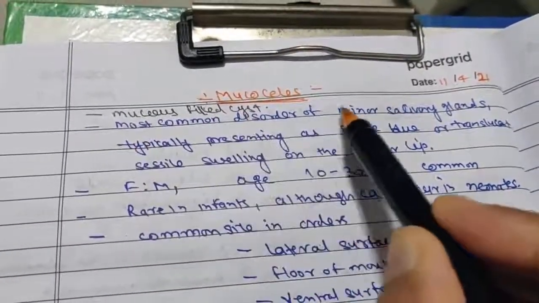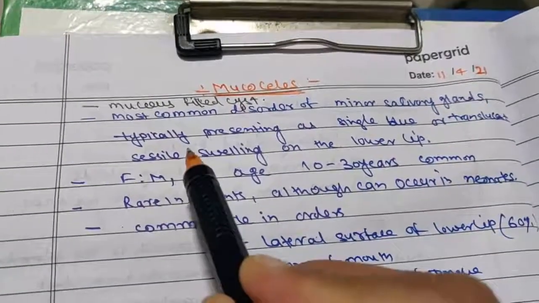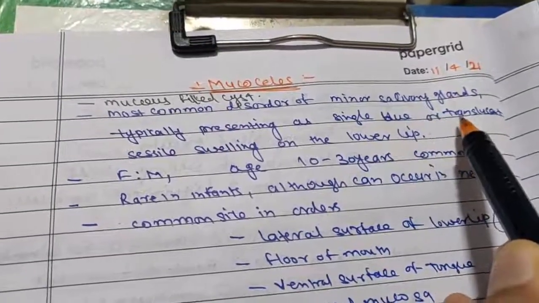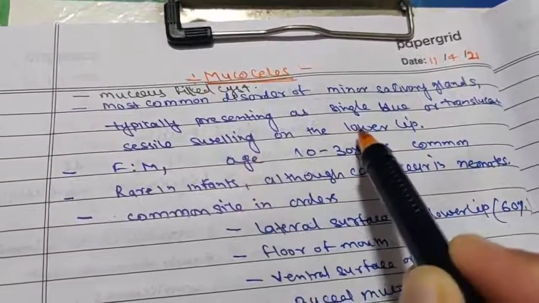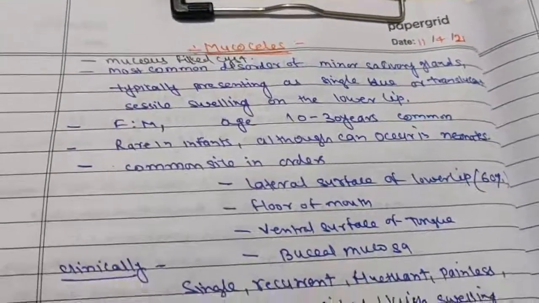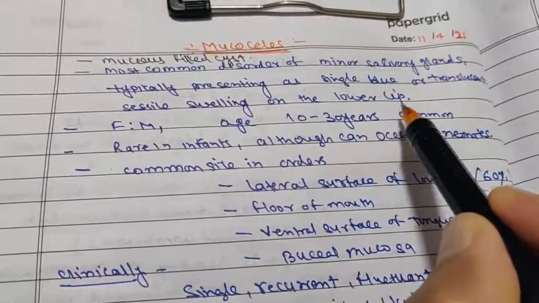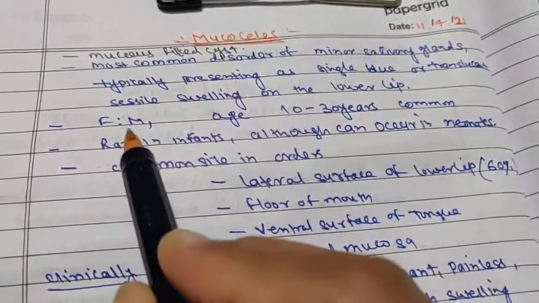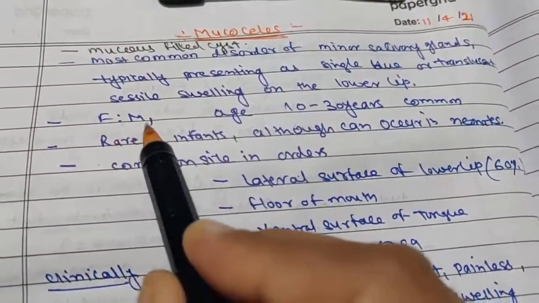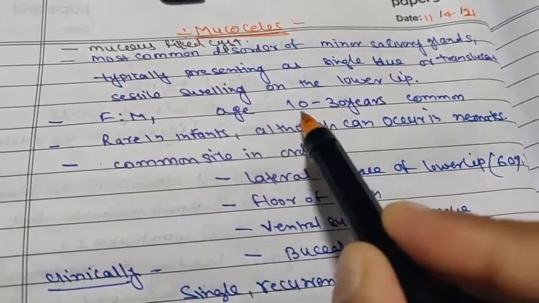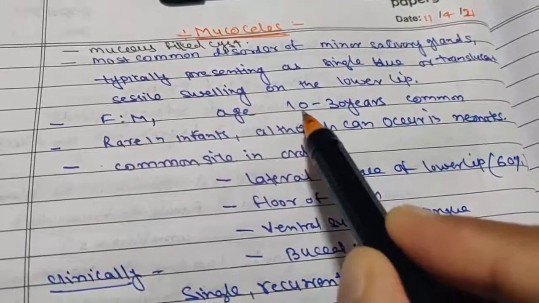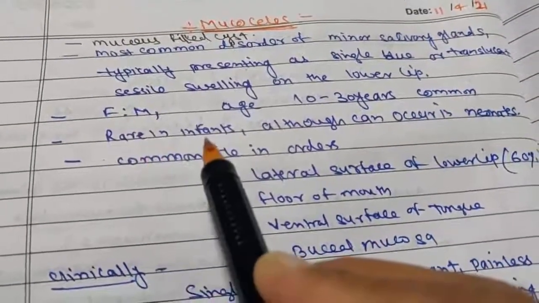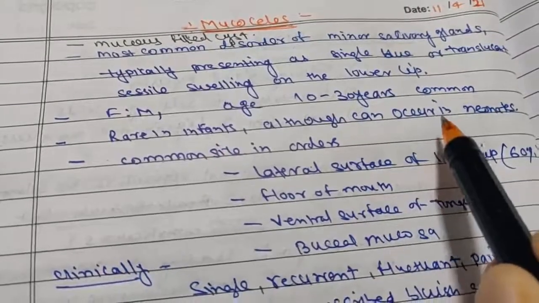Most common disorder of the minor salivary glands, typically presenting as a single, blue or translucent sessile swelling on the lower lip. Most commonly on the lower lip, or it may be the floor of the mouth, buccal cavity and oral cavity. It is equal in females and males. Age most commonly affected is the first to third decade, and it is rare in infants, although it can occur in neonates.